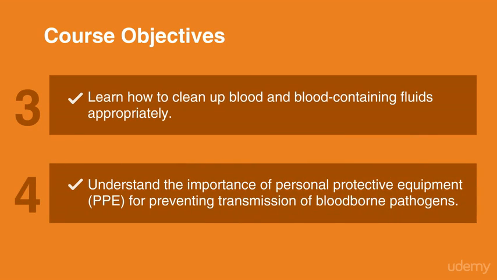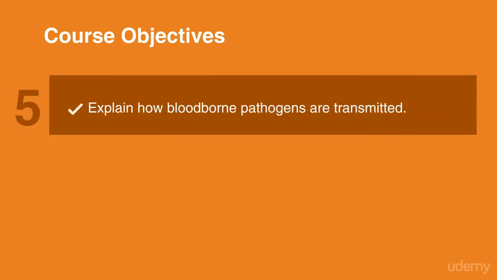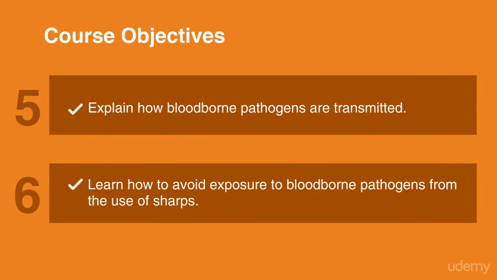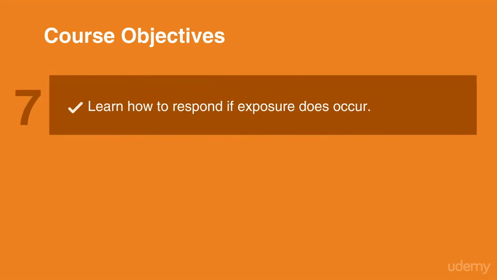4. Understand the importance of personal protective equipment, or PPE, for preventing transmission of bloodborne pathogens. 5. Explain how bloodborne pathogens are transmitted. 6. Learn how to avoid exposure to bloodborne pathogens from the use of sharps. 7. Learn how to respond if exposure does occur.